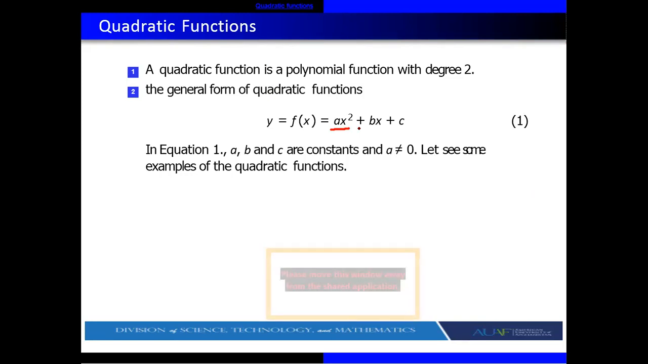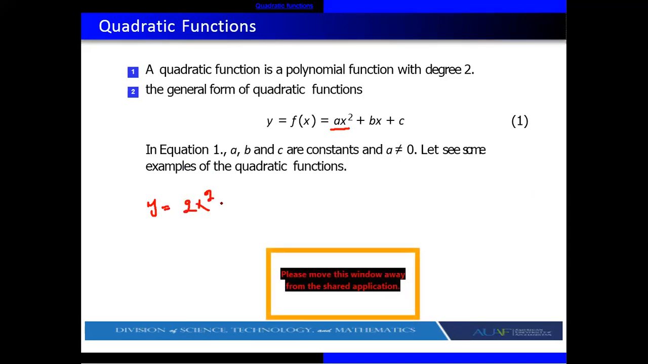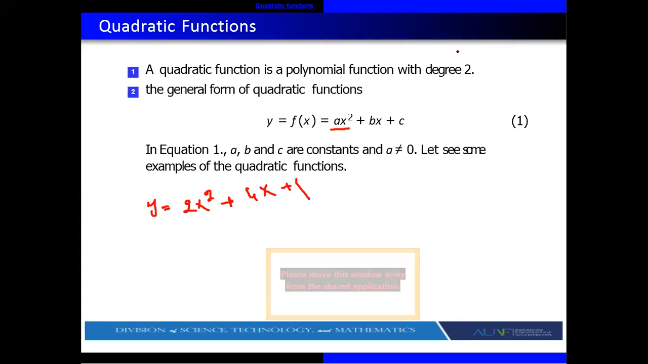Let's suppose one question is given like y is equal to, for example, 2x square plus 4x plus 3. So how many methods can we use to solve this question? For solving a quadratic function, you can use three methods. These methods are: one is factorization, second one is completing square, and third one is quadratic formula.